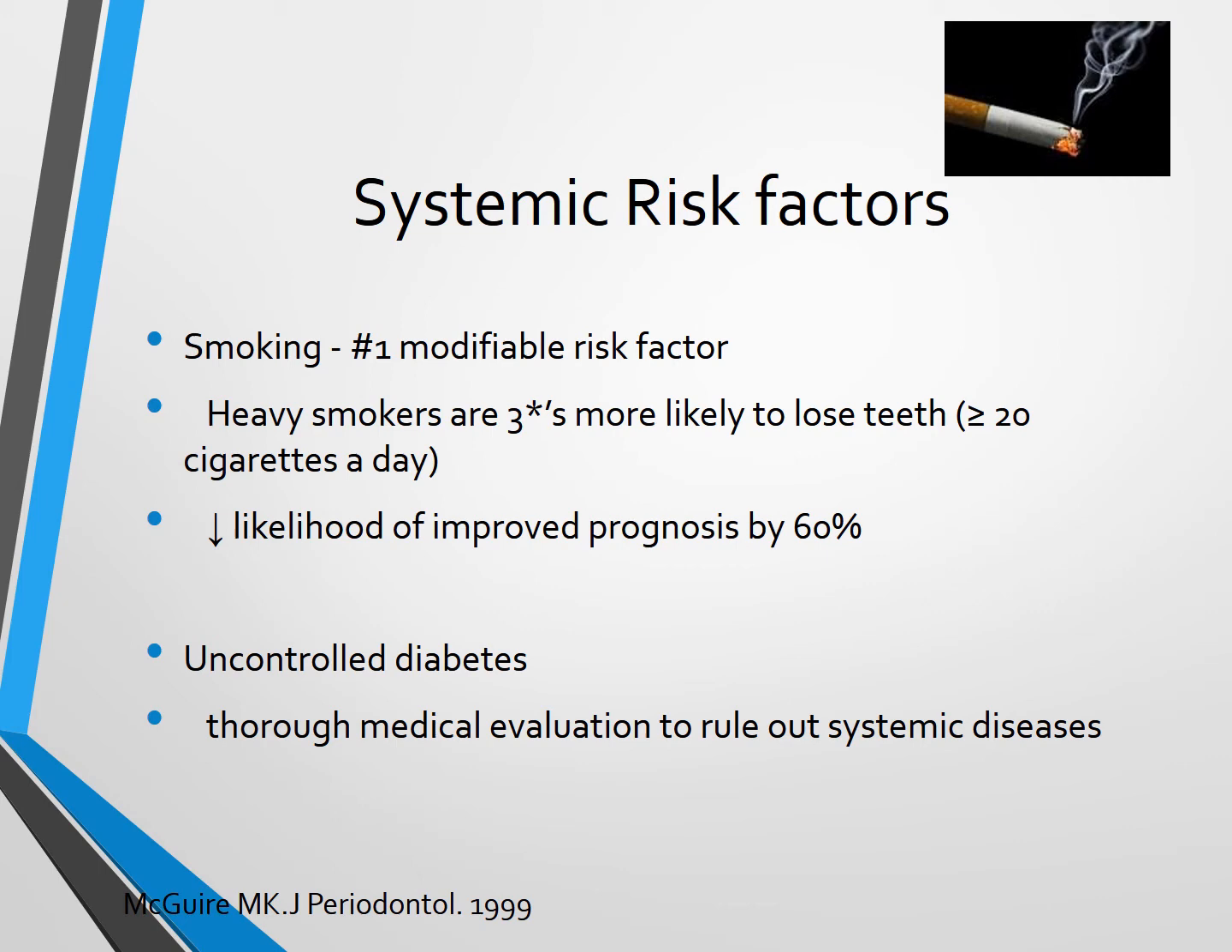So what does that mean? That means even after you've done your non-surgical therapy, your scaling and root planing, you only have a 40% chance of improving the prognosis of a smoker, especially a heavy smoker. And just remember, anytime you have systemic diseases that are uncontrolled, that have an impact on the periodontium, your results will also not be as good as they would be if you had somebody that was a controlled diabetic or somebody that was periodontally healthy and systemically healthy.